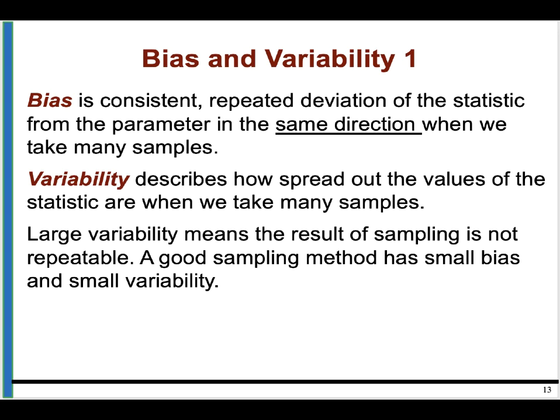But variability is describing how spread out the values of the statistic are when we take many samples. We expect to have some variability, but we don't want large variability because that means the result of sampling is not repeatable. So a good sampling method should have small bias and small variability.